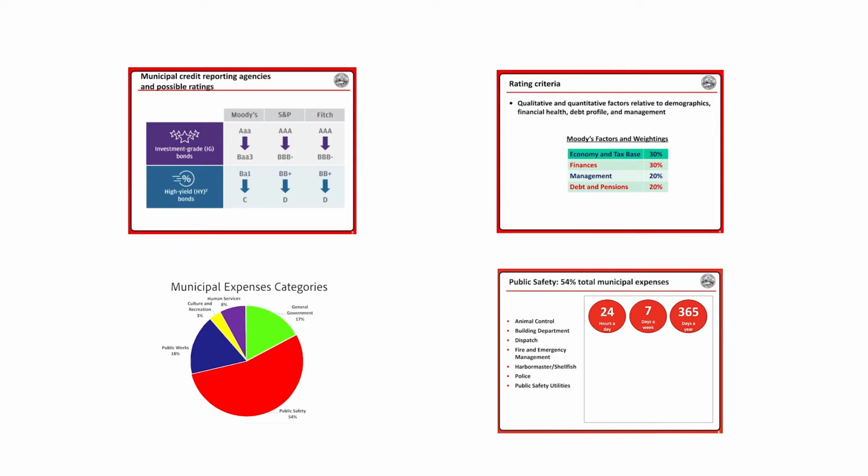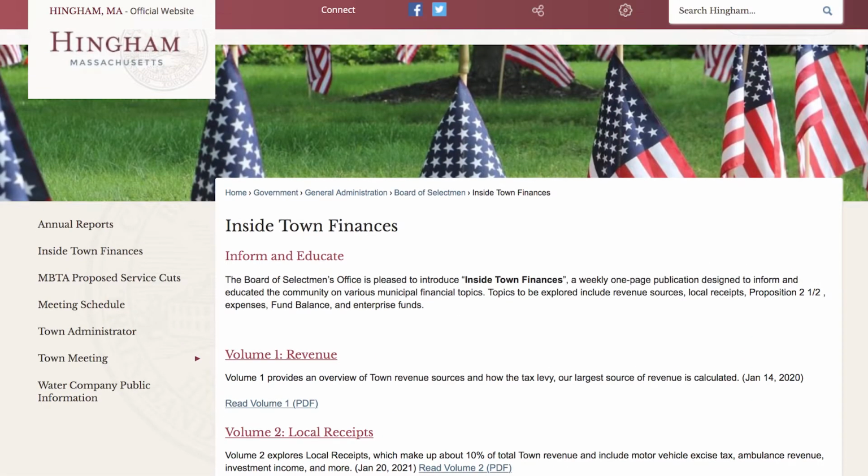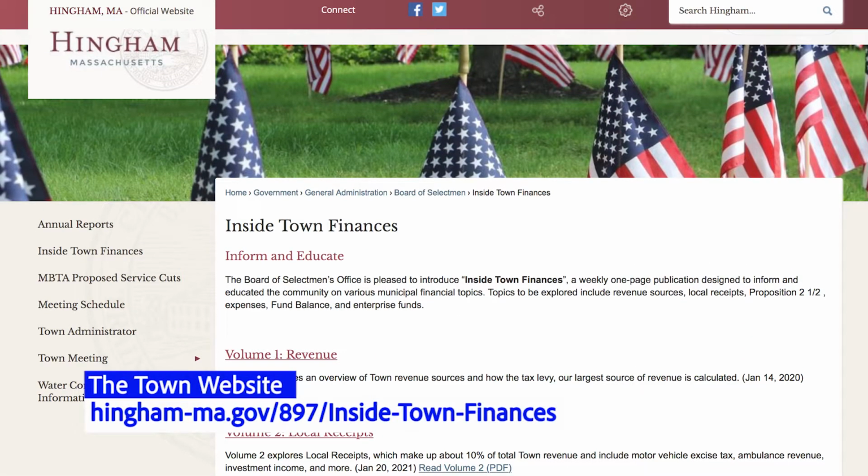Inside Town Finances is a select board initiative designed to educate and inform the community about various topics related to municipal finance. Each volume of Inside Town Finances focuses on a specific topic. More detailed information about each topic can be found on the town website. This is Volume 4, Property Tax Bills.